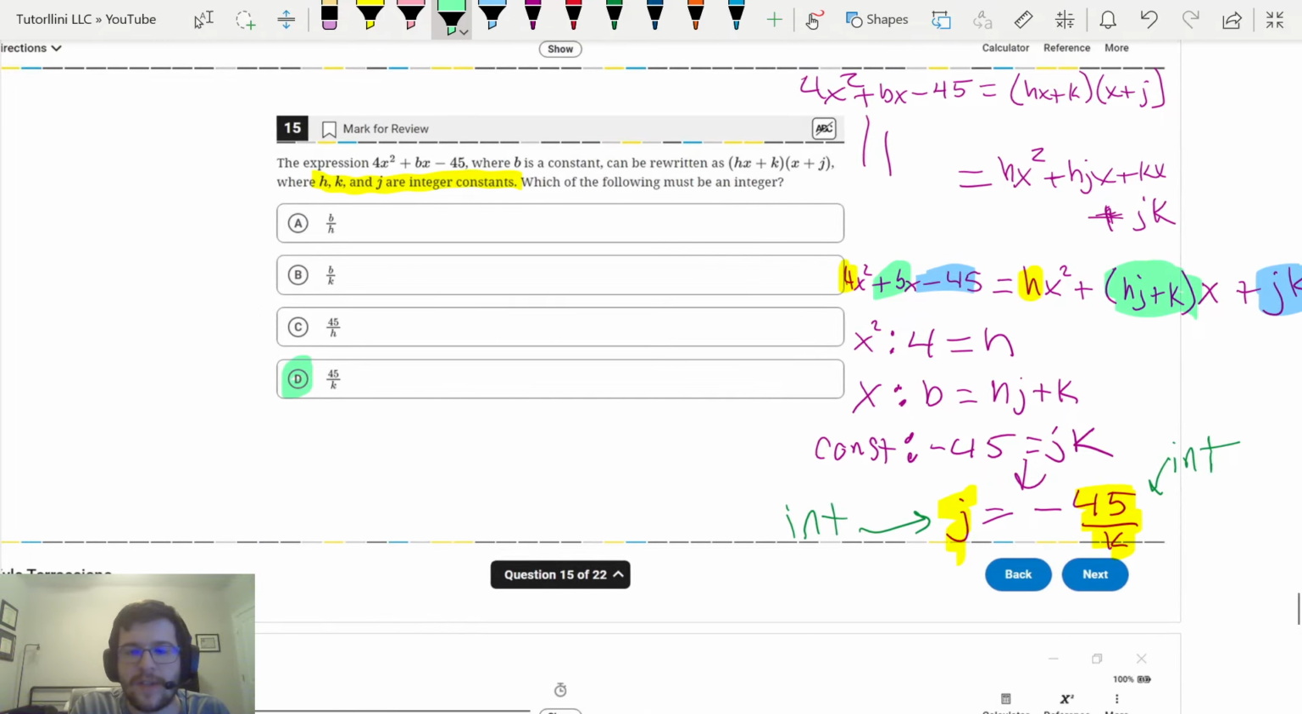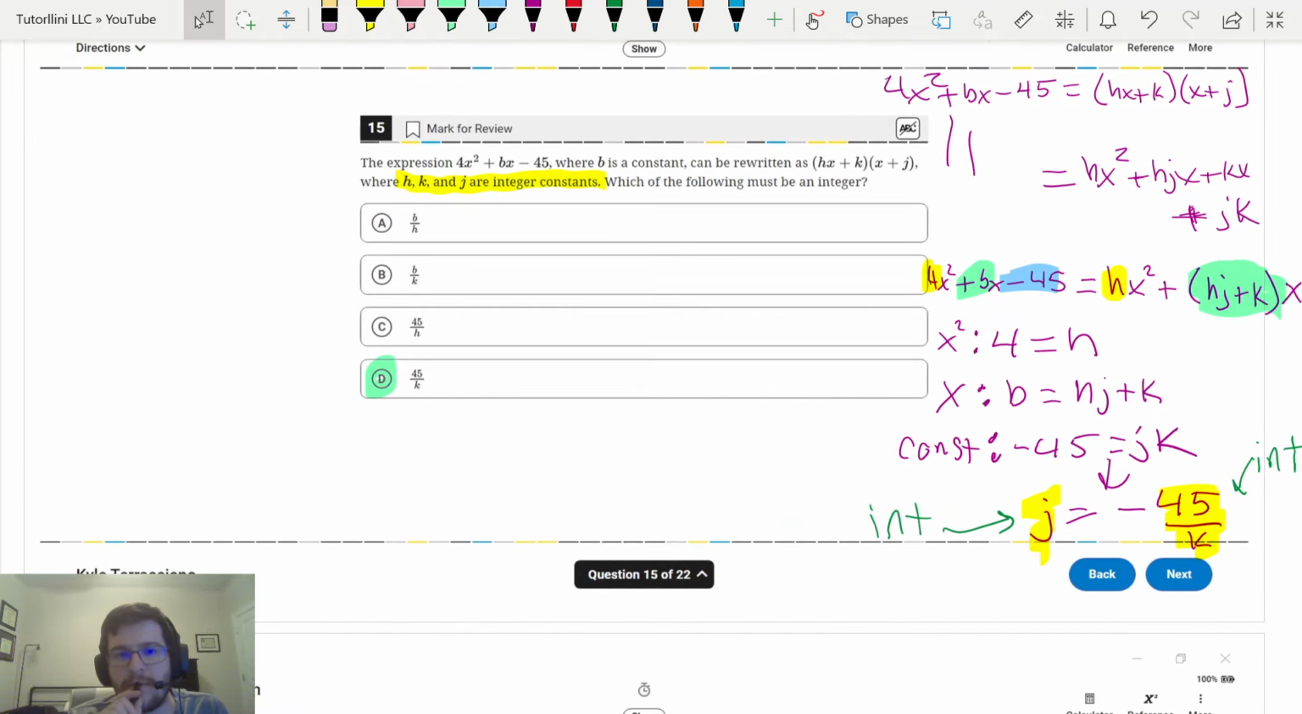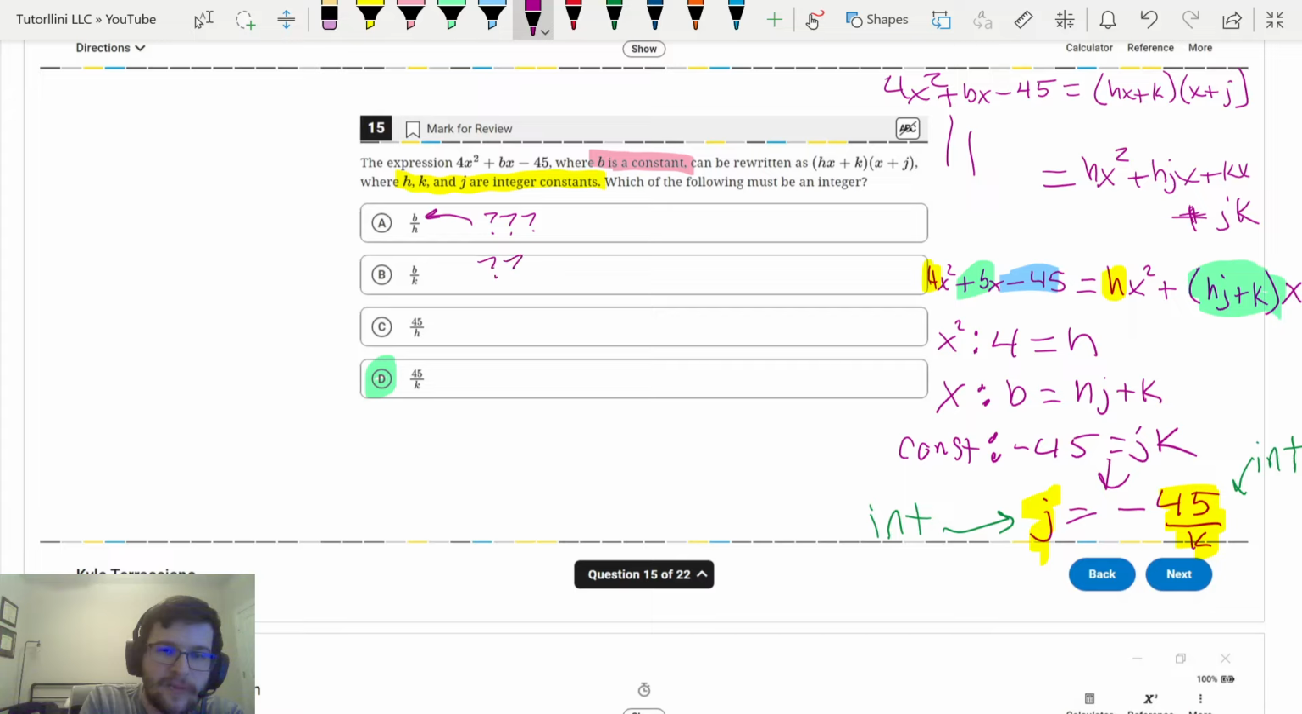I haven't really thought about this question that much. I don't know how you would know. Well, first of all, B, notice how it doesn't say B is an integer, it just says B is a constant. So you don't know if B is an integer. It could be a fraction or an irrational number. And a fraction or an irrational number divided by an integer is still a fraction or an irrational number. So the ones with B in it are just kind of wrong, just because B is not necessarily an integer.